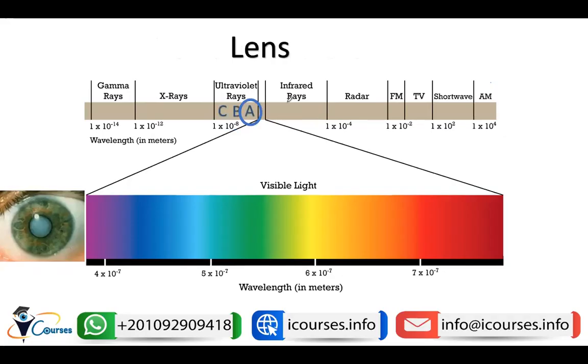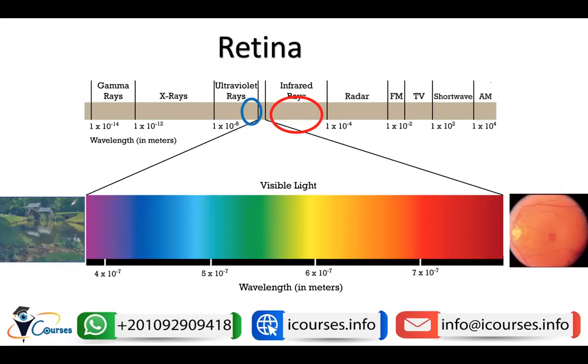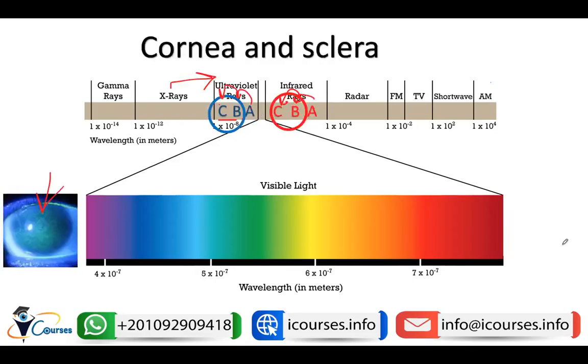And finally, the lens absorbs the ultraviolet A, which is one of the pathogenesis mechanisms for the development of cataract. And the retina can also absorb ultraviolet and infrared rays. So the retina has a tendency to absorb the ultraviolet A and the infrared rays, resulting in solar maculopathy due to exposure to infrared rays, like in the case of a sun eclipse. This can result in macular burn or solar maculopathy. So let's get back to the question.